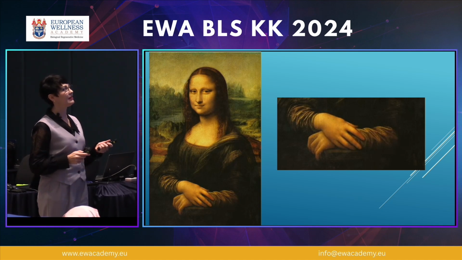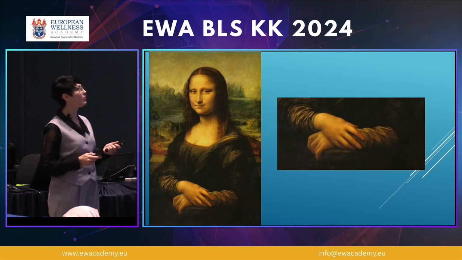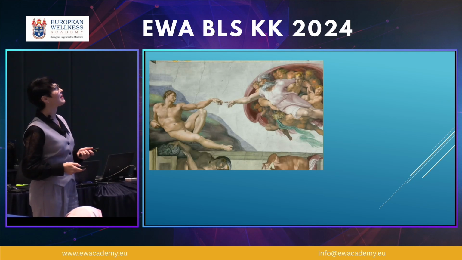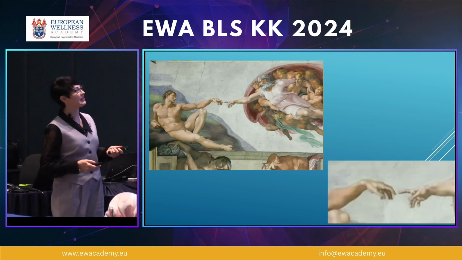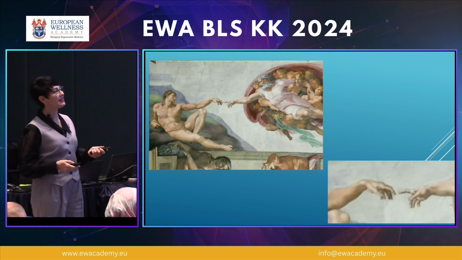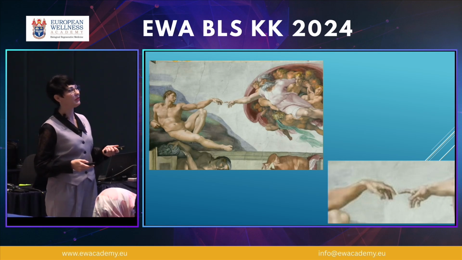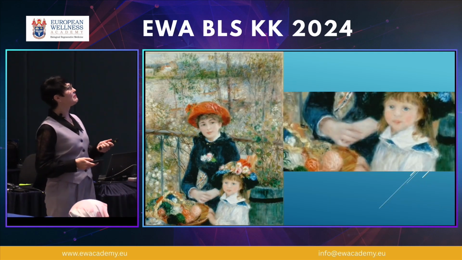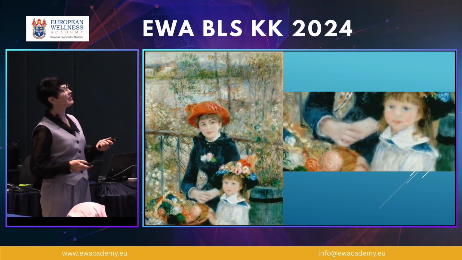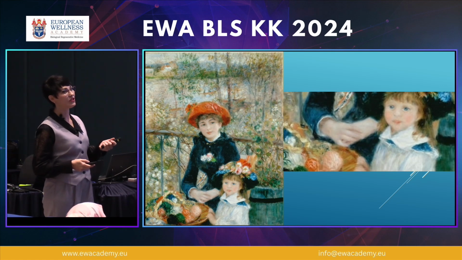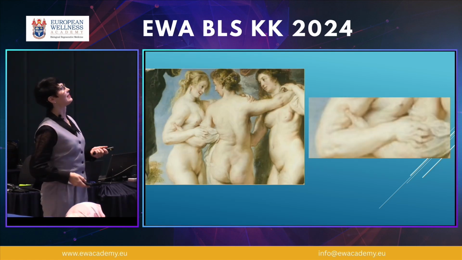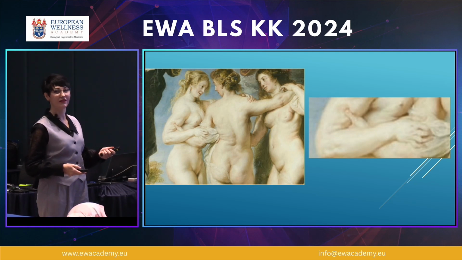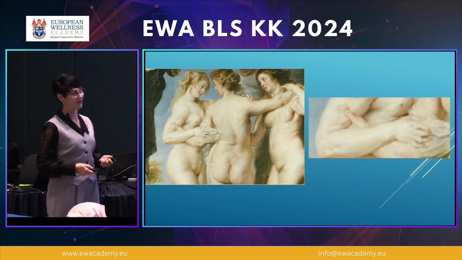This is a proximal interphalangeal joint. So the Mona Lisa with rheumatoid arthritis. Yeah. Okay. So Michelangelo, this thumb. So it's typical for gout arthritis. Yeah? These women, the Monet picture, proximal interphalangeal joint, so rheumatoid arthritis. And the Three Graces, even with deformation, you can see. It's rheumatoid arthritis, yeah.